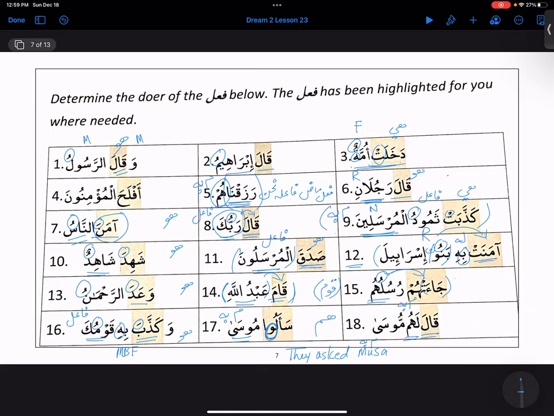Subhanallah. Qala lahum Musa. So qala, inna fa'ilun madin. Fa'iluhu huwa. Right? Yes. Now, lahum is what? MBF. MBF, jar majrur fragment, right? So that is going to be MBF.